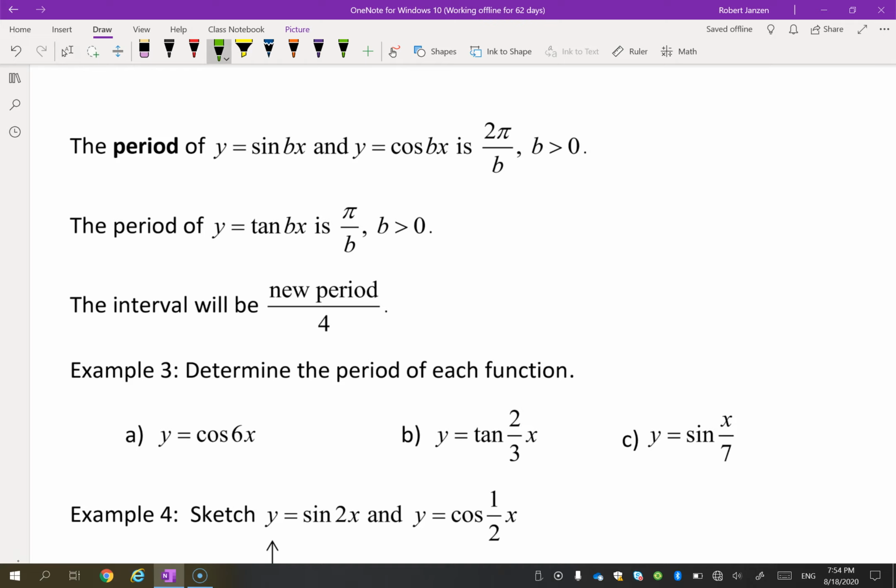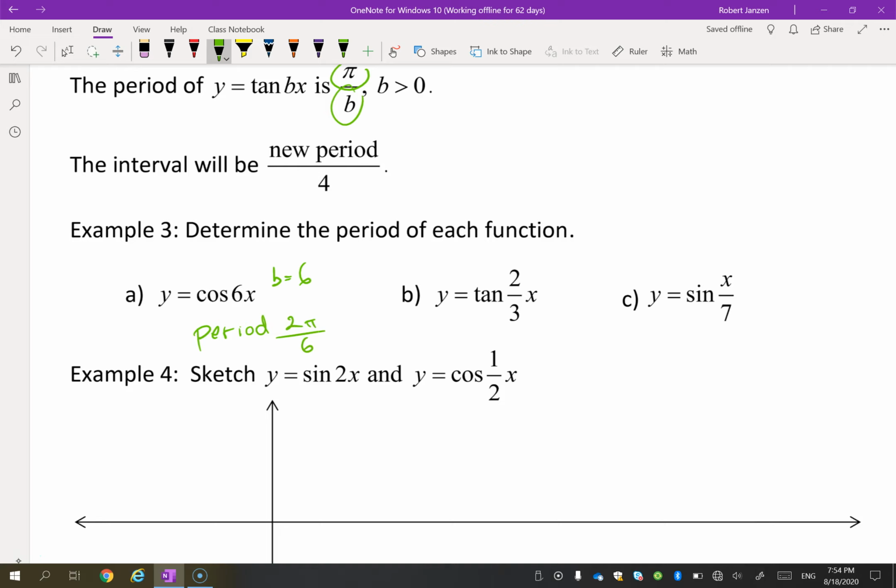Remember, to do the period, you're going to take the normal period and divide by the value of b. Instead of multiply by b, you're going to divide by b. For tan, you're going to take the period of pi and divide by b. So let's take a look at this. Determine the period of each function. So the b value is 6. So the period for this one is going to be 2 pi divided by 6.